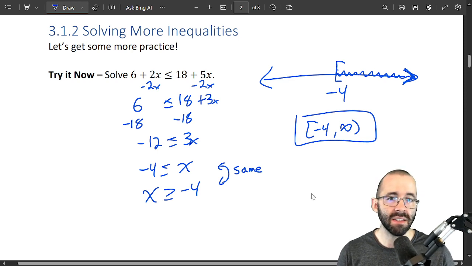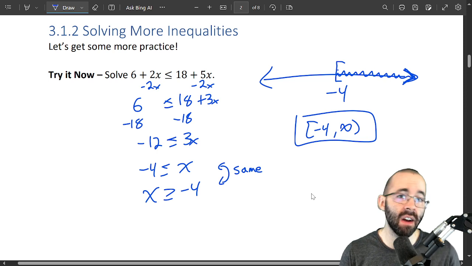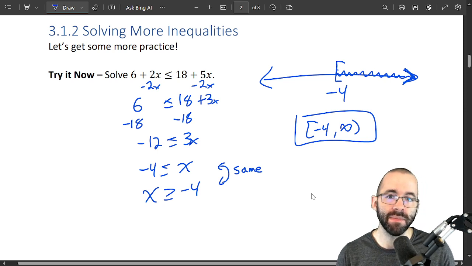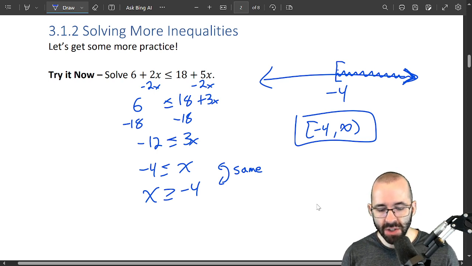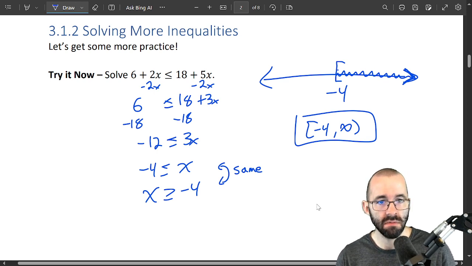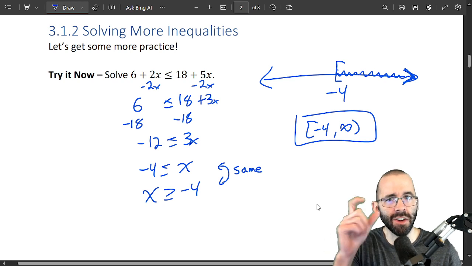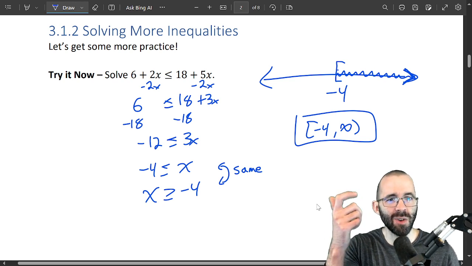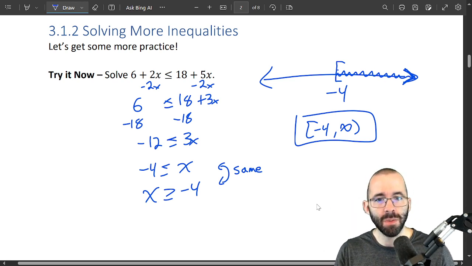You could also have moved the x's over to the other side and not have to deal with this flip-flop. So your choice. Do you want to keep things positive or do you want to keep x's on the right? And we could check our answer. Any number in this interval should make this inequality true. 0 is in this interval. This is a good way to check whether you got your flip-flopping right, the direction of your inequality right. 0 should be an answer.